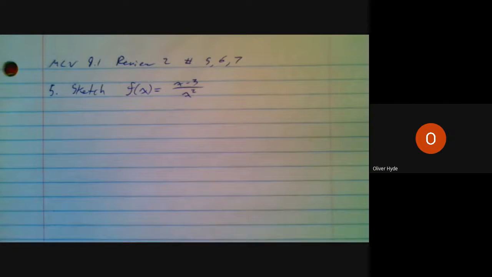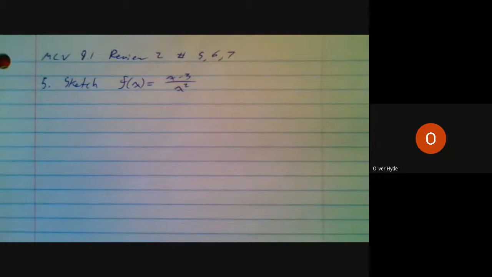All right, let's continue our course review. In this section, we'll take a look at questions 5, 6, and 7 from the handout. That is applications, looking at curve sketching, optimization, and related rates. Question number 5 asks us to sketch this rational function.